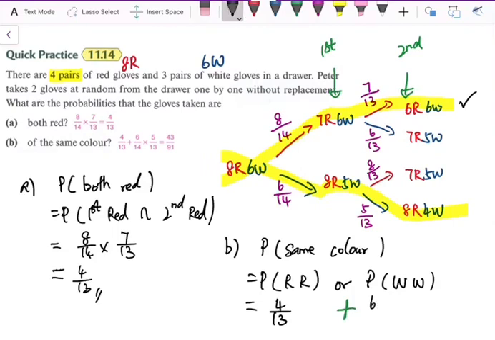So this is the red, then whites will be 6 out of 14 times 5 out of 13. Okay, so the answer is 43 out of 91. Done. Okay, so this is quick practice 11.14.